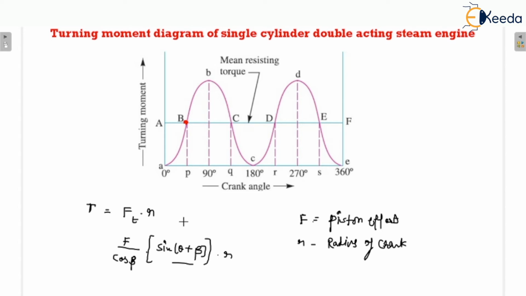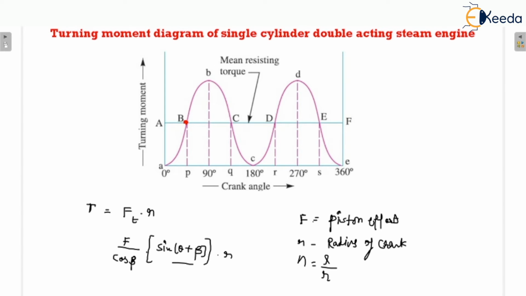And we all know the angle theta and angle beta. Theta is the angle rotated by the crank, and beta is the angle rotated by the connecting rod with the horizontal. And n is the obliquity ratio, which has the value L upon R. Here you can see in the diagram.